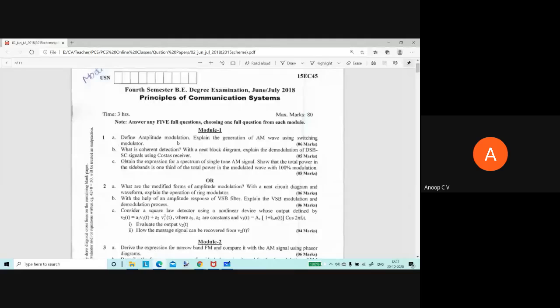In that it is asked, define amplitude modulation, explain the generation of AM wave using switching modulators. Switching modulators asked. What is coherent detection? That again we know, right? Obtain the expression for spectrum of AM signal so that total power in the sidebands is 1/3 of the total power in the modulated wave when 100% modulation, right? So this again we have solved.